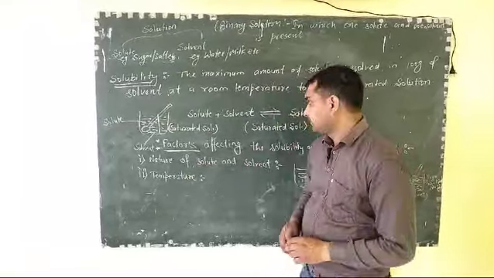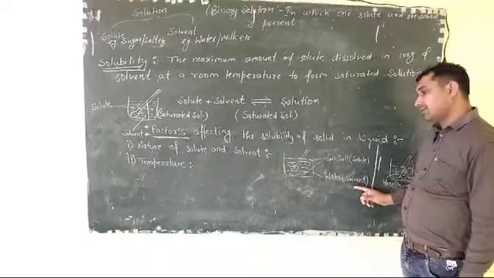Now we discuss the factors affecting the solubility of a solid in a liquid. Firstly, we discuss the nature of the solute and the solvent, and second is temperature. Firstly, if you take an example, an ionic salt or molecular solid is taken as a solute and water is taken as a solvent.